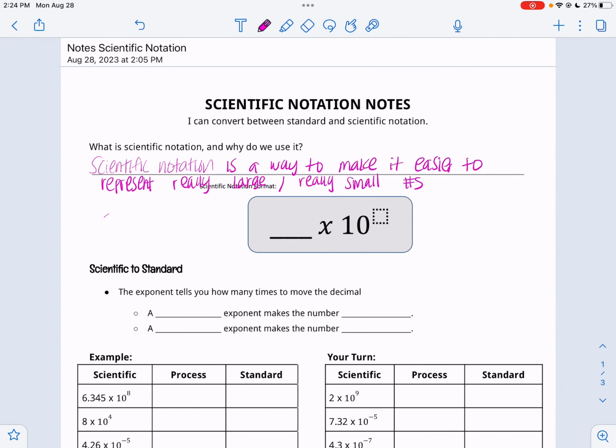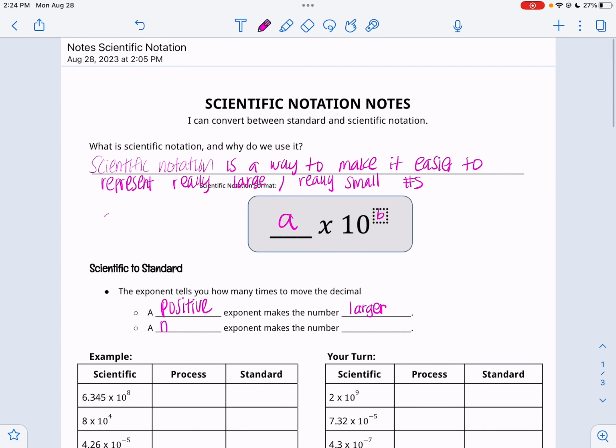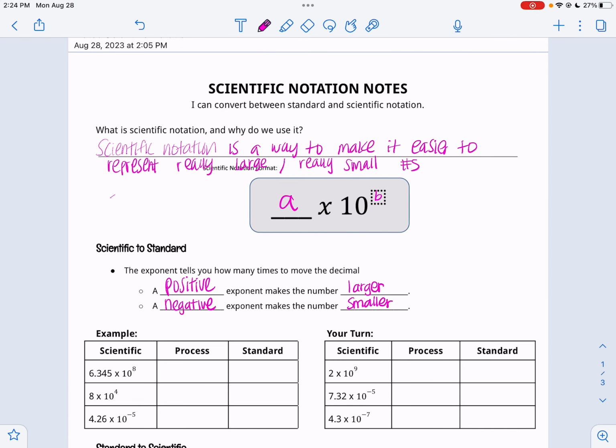Okay, and this is the format. You're gonna have a number times 10 to the power of another number. This exponent tells you how many times to move the decimal. So if you have a positive exponent, you're going to have a number that is larger than 1. If you have a negative exponent, it makes numbers smaller than 1. So positive, larger; negative, smaller. That makes sense.